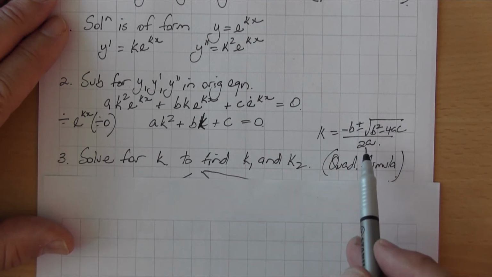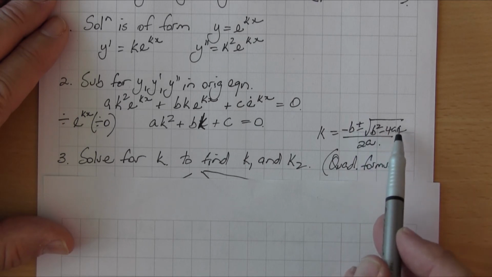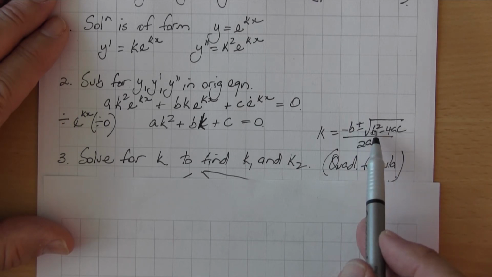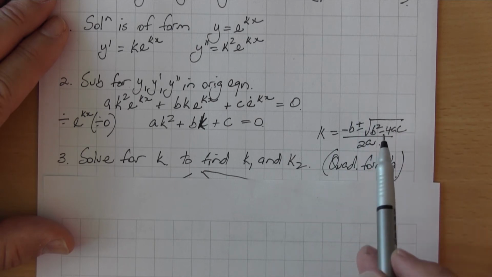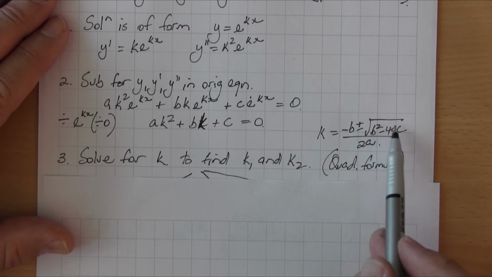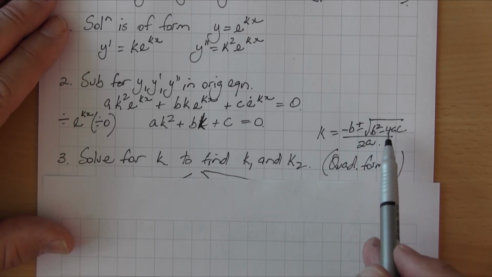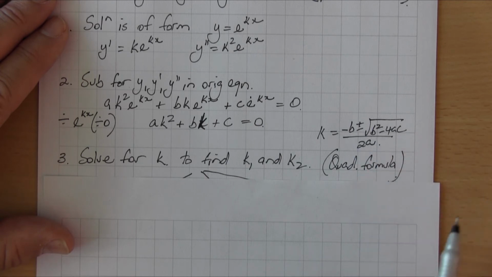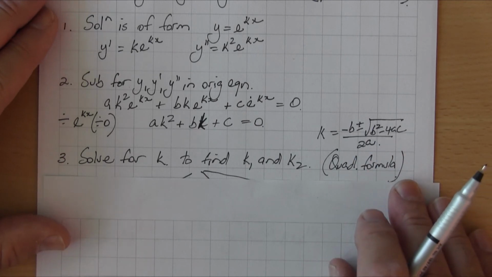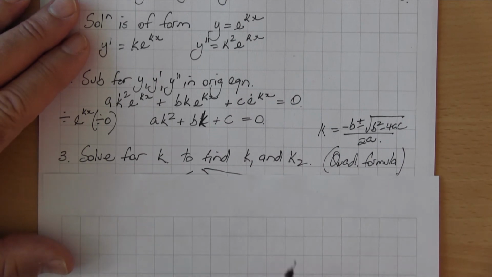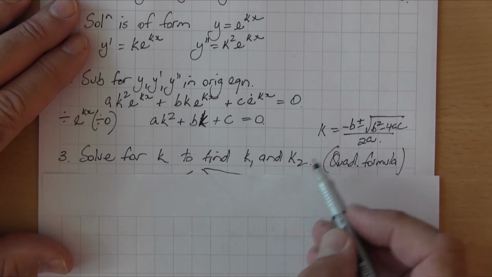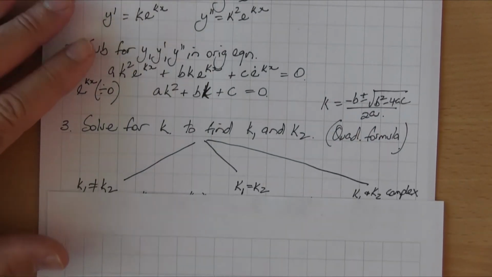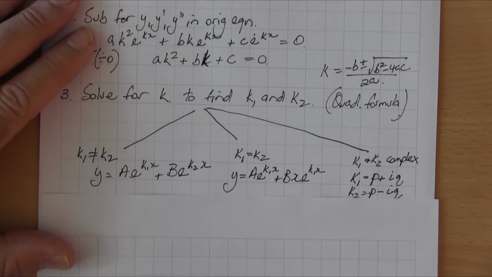Now, going back to your knowledge of quadratics, there are 3 scenarios. If b² − 4ac is positive, you get 2 real solutions. If this is equal to 0, you get 1 solution. And if b² − 4ac is negative, you're going to get 2 complex roots to the equation. So we solve for k to find k1 and k2. k1 you can make equal to the plus and k2 equal to the minus. 3 different scenarios to consider. Let's just go through that.